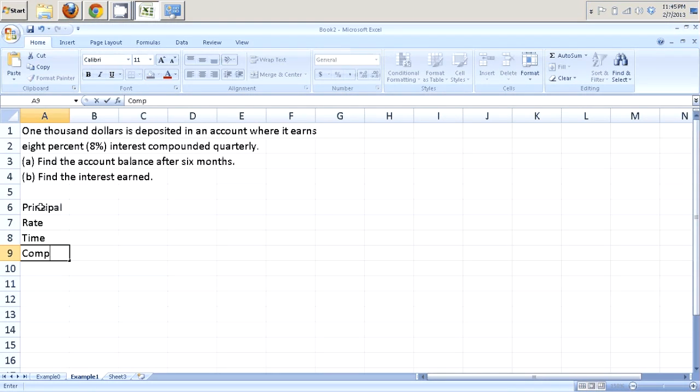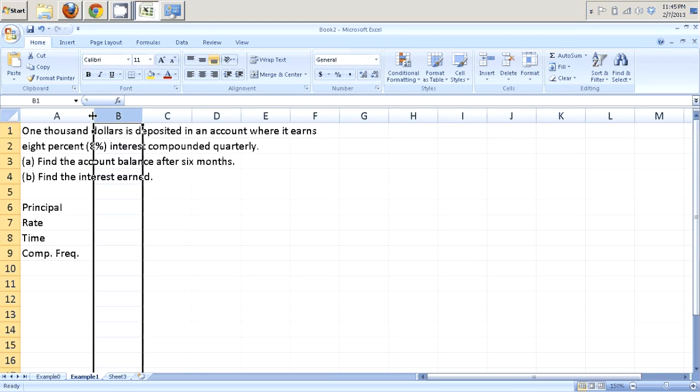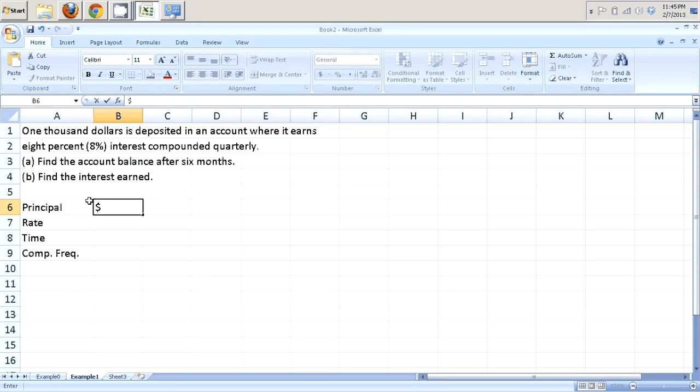Well, the 4 things that we need to identify whenever we're doing this are principal, rate, time, and compounding frequency. Those are things you must recognize. Well, the principal is how much? That's right, $1,000. The rate is at what? 8%, so we write it as 0.08. The time, we'll come back to that in a little bit. But the compounding frequency is quarterly, which means it happens 4 times a year.